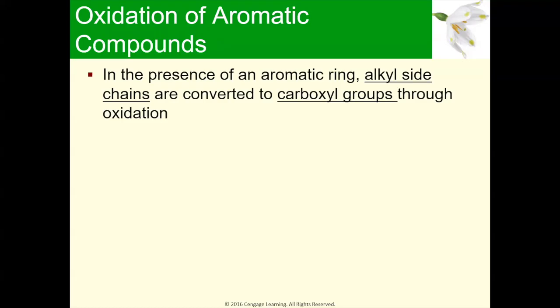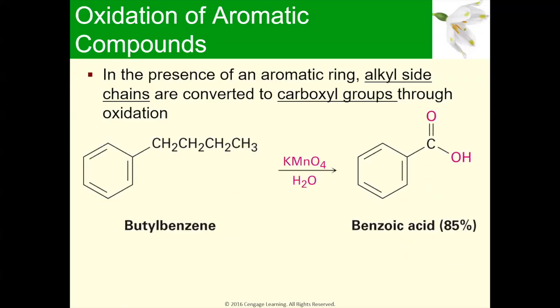One thing you can do is the alkyl side chains on a benzene ring are a little bit more reactive than they otherwise would be. So you can actually convert them into important functional groups like a carboxyl group through oxidation. Okay, so in the presence of an aromatic ring, alkyl side chains are converted to carboxyl groups through oxidation. All right, you're given the example here.